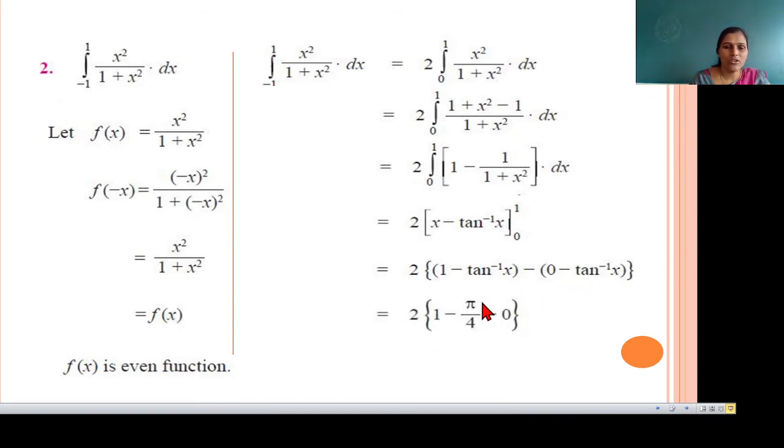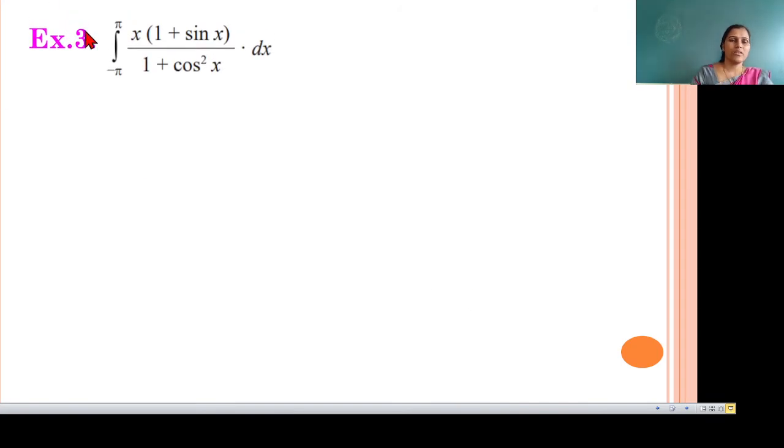So after calculation, we get 2 into this value, and after simplification, we get the answer of this example as 4 minus pi divided by 2 is the final answer. Then we will move to our next example, that is example 3. So let us see what is the example.